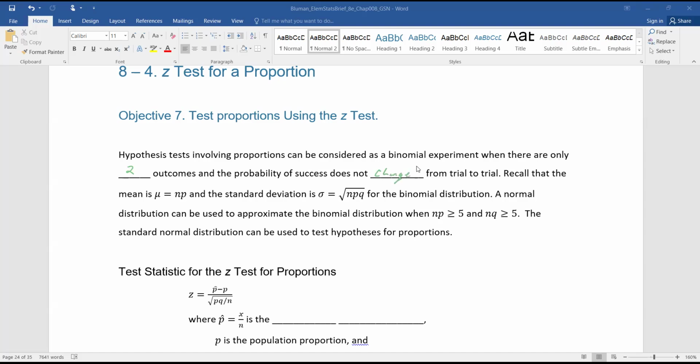from trial to trial. Recall that the mean needs to be equal to n times p, so that's the sample size times the probability of success, and the standard deviation is the square root of n times p times the probability of failure. For the binomial distribution, a normal distribution can be used to approximate the binomial distribution when the sample size times the probability of success is greater than or equal to 5, and when the sample size times the probability of failure is greater than or equal to 5. The standard normal distribution can be used to test hypotheses for proportions.